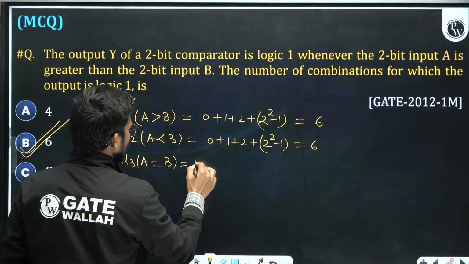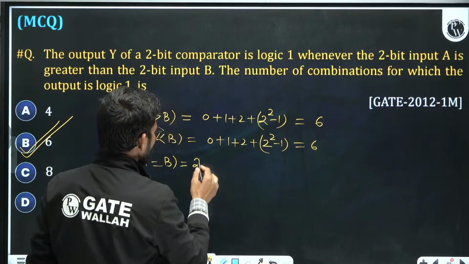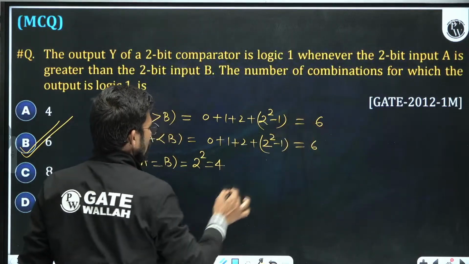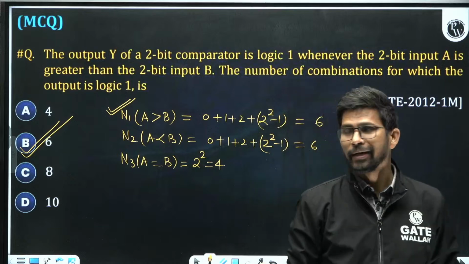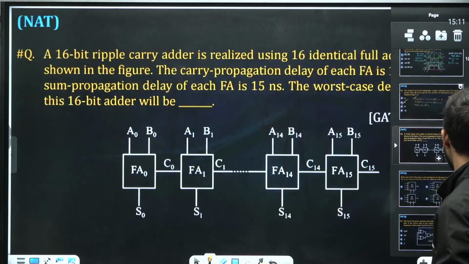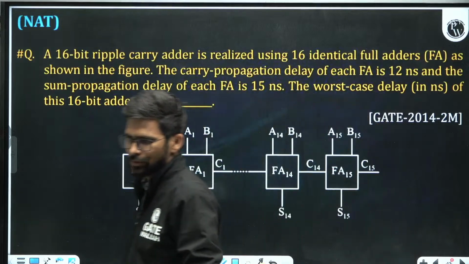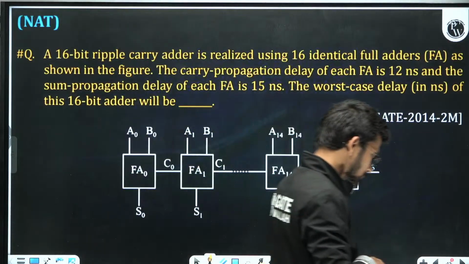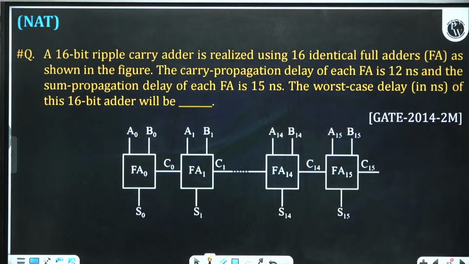ये 2 की पावर n हो जाता है अगर दोनों n बिट के हैं, तो 2 की पावर 2 = 4, टोटल 16 कॉम्बिनेशन हो गए, कुछ कॉम्बिनेशन में A greater than B, कुछ कॉम्बिनेशन में A less than B, कुछ कॉम्बिनेशन में A = B। इसका आंसर जल्दी से बता दो क्या होगा, what will be the answer of this question, okay, what will be the answer of this question.